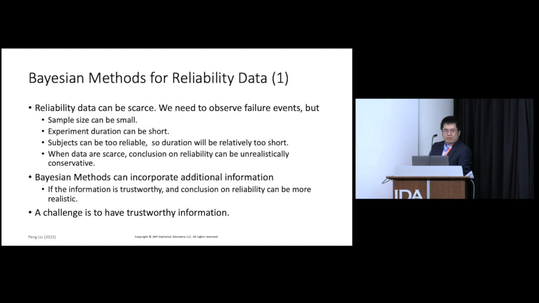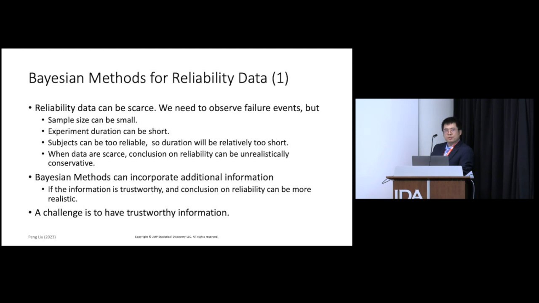So reliability data can be scarce. As I mentioned, if you don't observe failures, there is very limited information in your data. Why can reliability data be scarce? We live in a big data age. Well, how come? Because we want to observe failure events, but sample size can be small. If you want to run an experiment, we don't have the luxury to collect 1,000, maybe 10,000 units to run in parallel and observe failures. The cost is high. So sample size can be small.